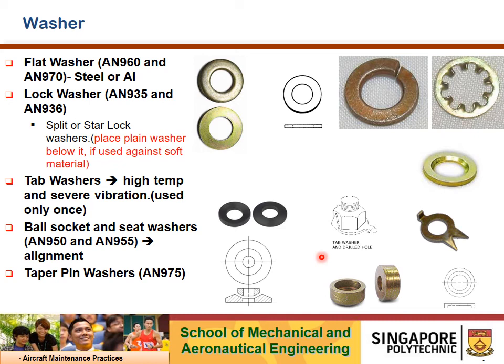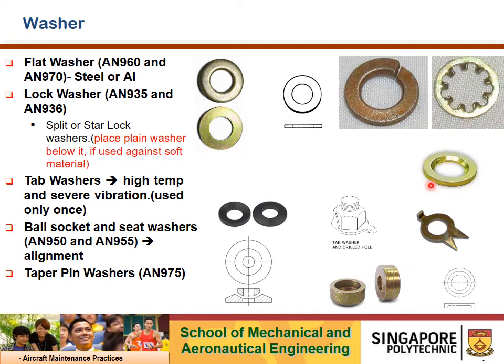Aluminum flat type washer may be used under bolt head and nuts of steel bolts to prevent dissimilar metal corrosion. Same thing goes to AN970 steel washer. And lock washer AN935 and AN936 as shown here. When they are being used as locking devices, a plain washer must be placed below it to prevent galling of the aircraft structure.